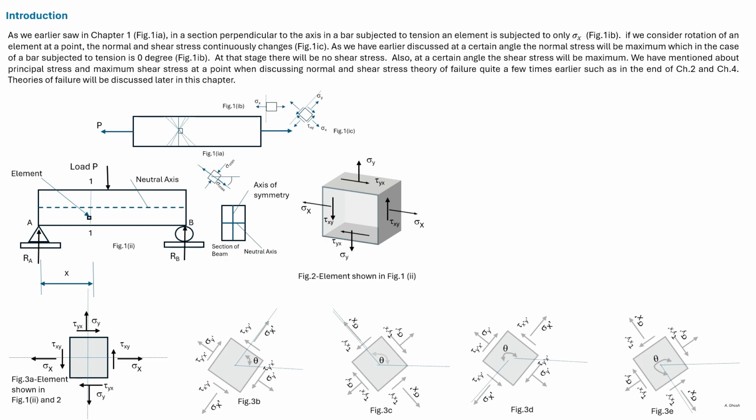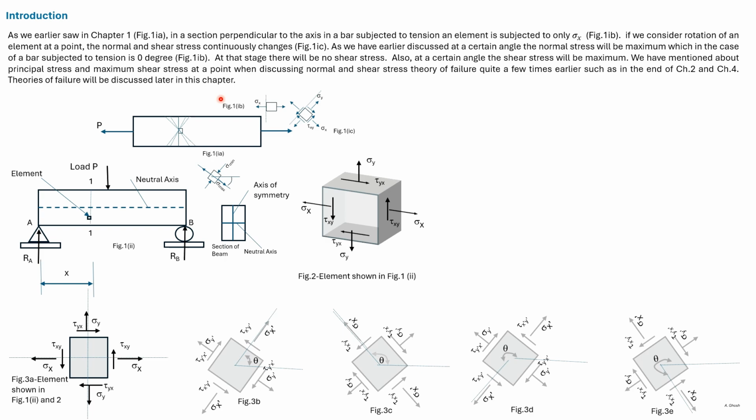In chapter 1, we mentioned a bar subjected to tensile loads as shown here. A section was taken perpendicular to the axis of the bar. If we consider the equilibrium of this portion, then we can find the stresses acting on an element as shown. A side of the element is aligned with the section. The element is subjected to a normal stress sigma x, and sigma y is 0. There is no shear stress acting on the element.